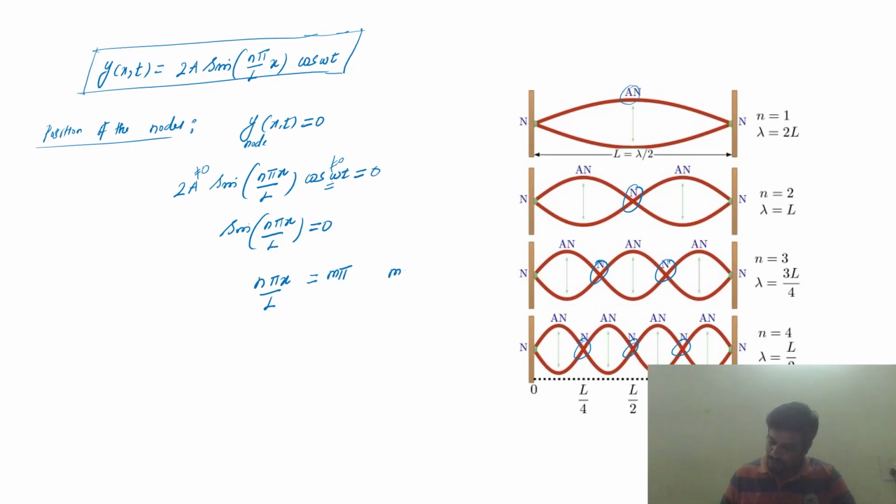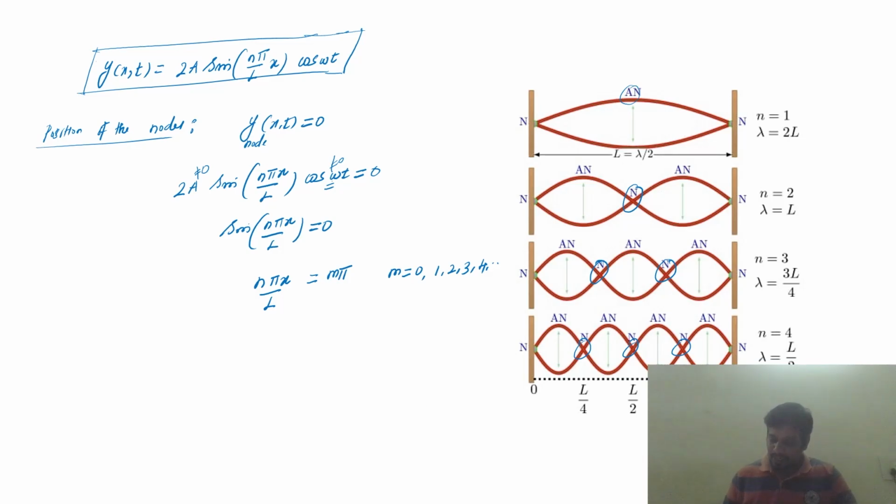So what do the m values mean? m equal to 0, 1, 2, 3, 4, all the values. If m equal to 0, that's the first node position. m equal to 1 will determine the second node position. m equal to 2 will determine the third node position. m equal to 3 is the fourth node position. So we can determine like that.